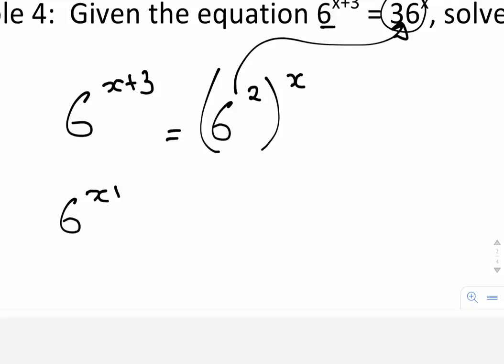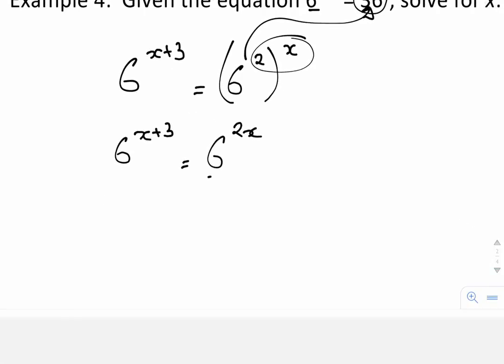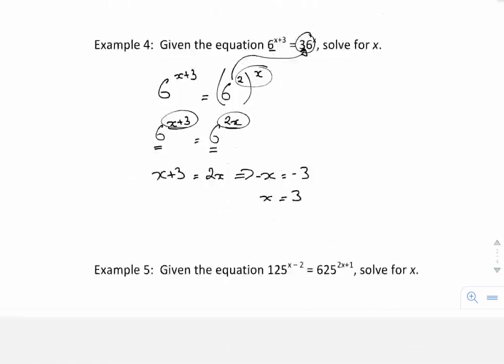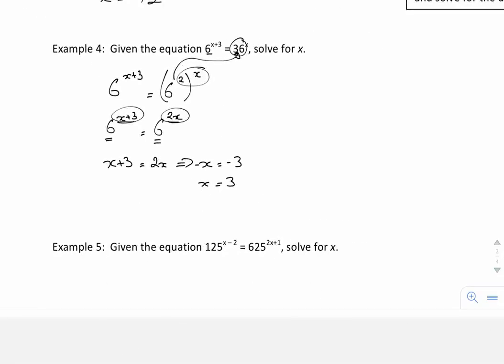And before I make the exponents equal, I am going to combine these two together. It's a power raised to an exponent. Same base means I can equate my exponents. So I have x plus 3 equals 2x, which means I get negative x equals negative 3, or just x equals 3. And there's your answer for example 4.